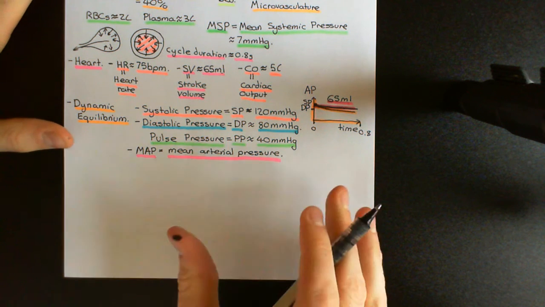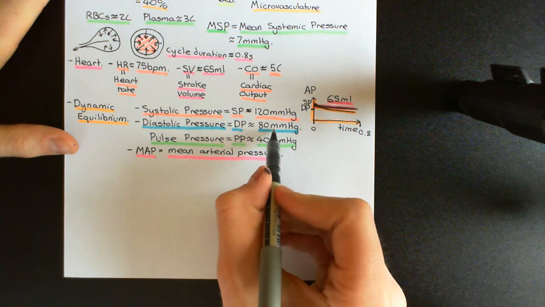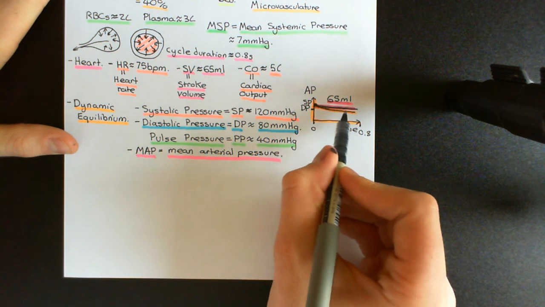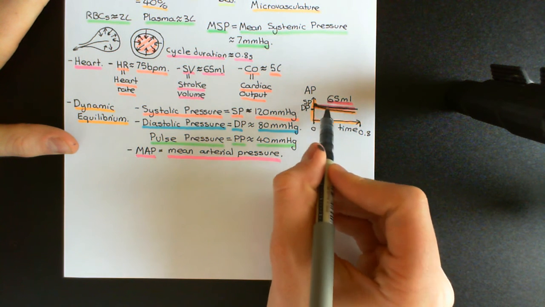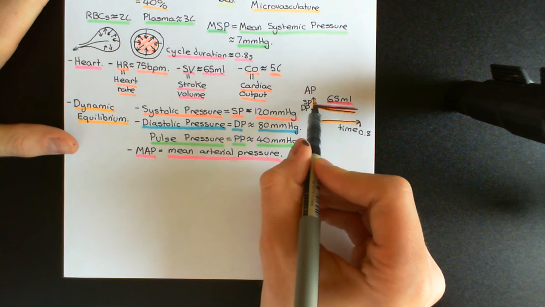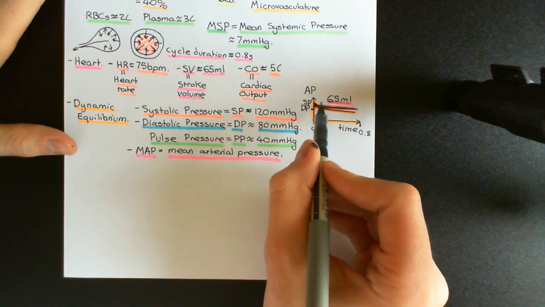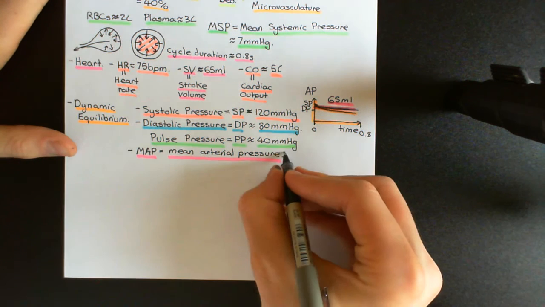Okay, so I hope you understand what that is, and I hope you also understand why it's not just this one plus this one divided by 2. If this line of how pressure varies over the 0.8 seconds just followed a straight line graph, i.e. a straight line down from SP to DP, then the mean arterial pressure would be 100, but it's not. In reality, it's less than 100.